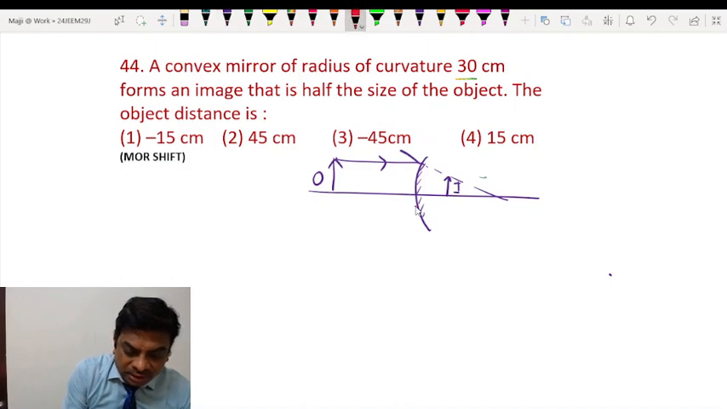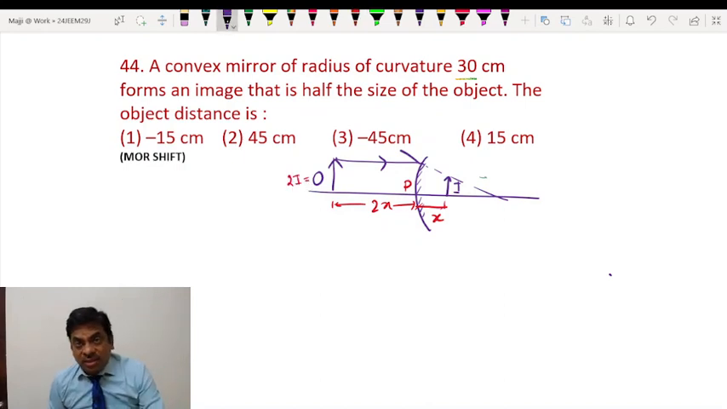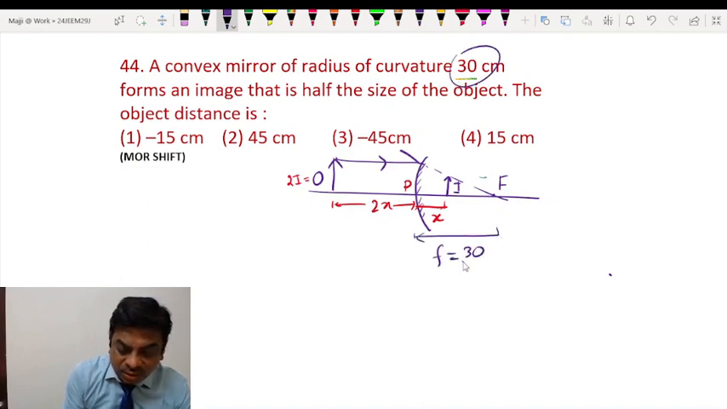So in that case, if you take the image distance as x, this is the pole, then object distance will be 2x, because the size of the object is twice the size of the image. So proportionately the image distance will be half the object distance. So always take the smaller value as x so that the bigger value will be 2x. Also focus will be somewhere here and focal length will be positive. So focal length is half the radius of curvature, students. So half of 30 is 15 cm.